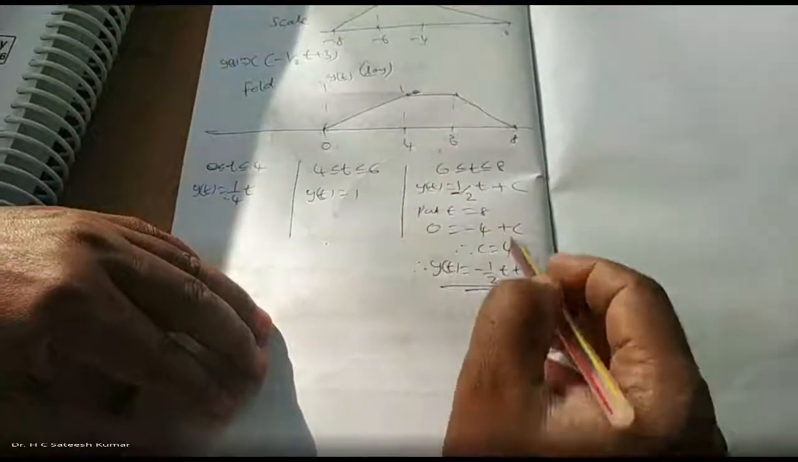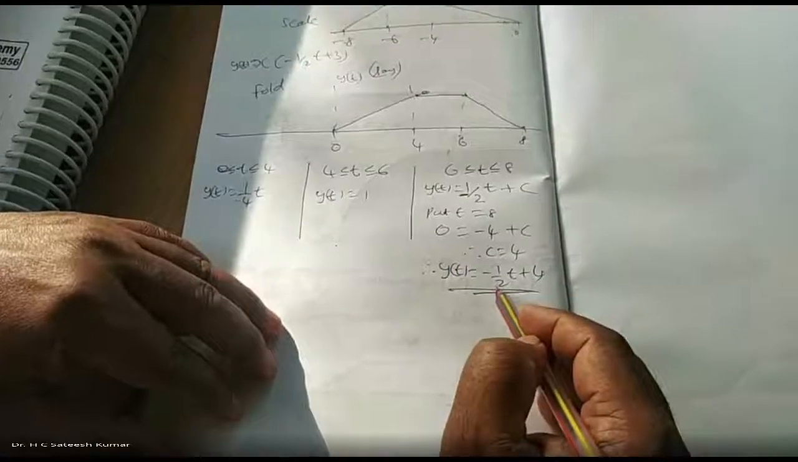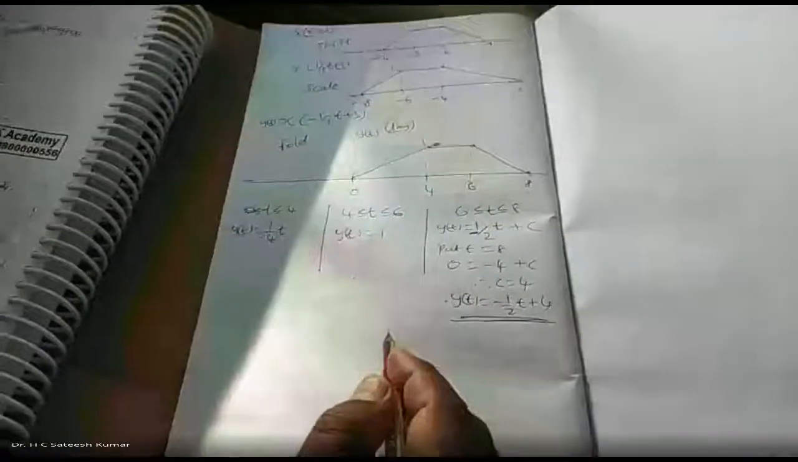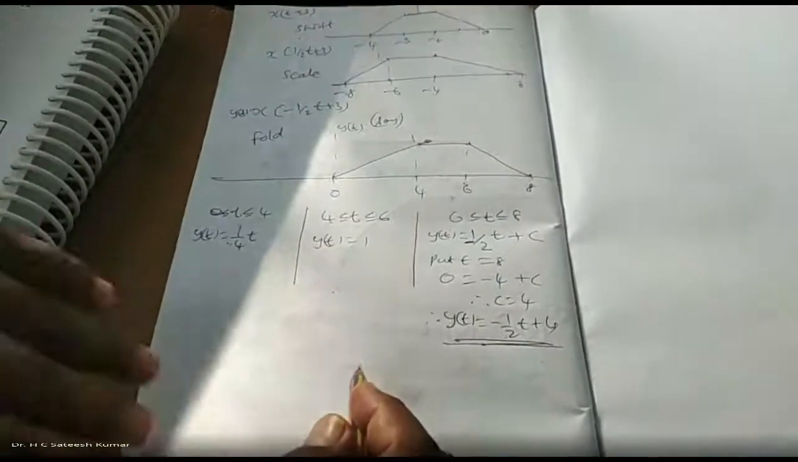T is equal to 8. 8 by 2 is minus 4. Minus 4 plus 4 is 0. That's how it is, correct. Now, so this is 1, 2, 3 marks plus 1, that is 4 marks you will get. Still 4 more marks to find out the energy.